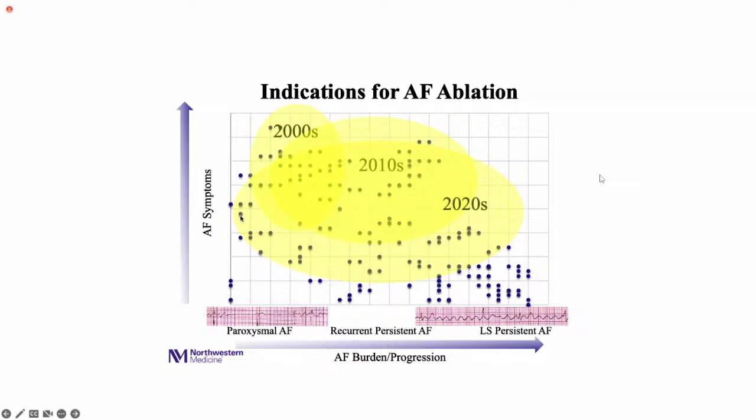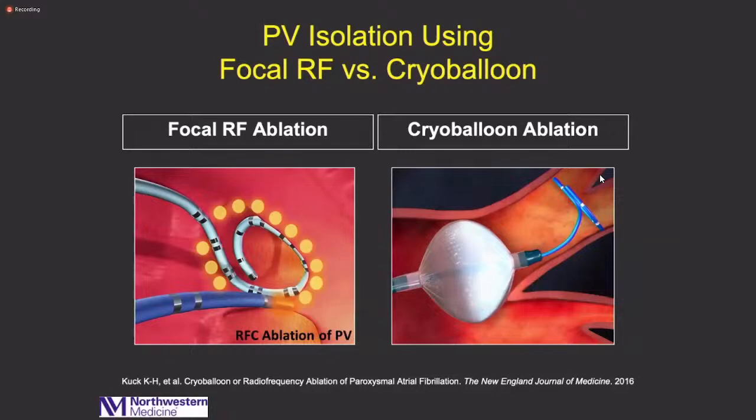Some arguments can be made for first-line therapy for AF ablation, and then patients who have longstanding persistent atrial fibrillation, or even patients who seem to be less symptomatic but may have heart failure or other things that may improve over the long term by maintaining sinus rhythm.